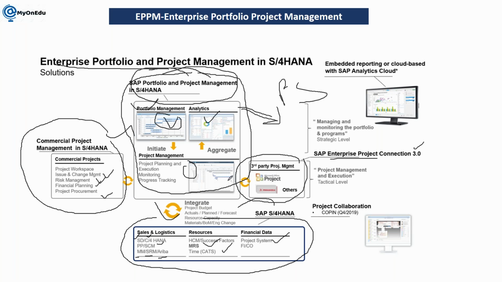So if you get a question, what is EPPM, Enterprise Portfolio Project Management? What are the major modules in this package? This is the answer. EPPM stands for Enterprise Portfolio Project Management, which has major modules: project system, EPM Portfolio Project Management, CPM Commercial Project Management, and EPC, Enterprise Project Connection. Okay, and you can individually explain the use of each module. So we are going to focus on project system along with investment management. That is our major area within EPPM.